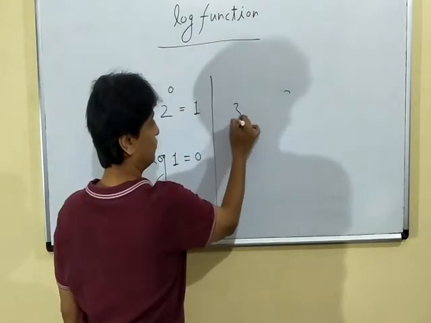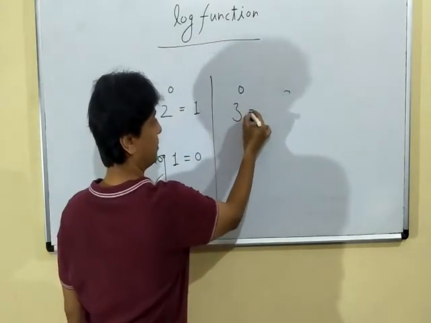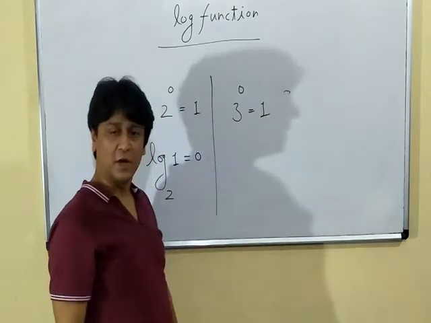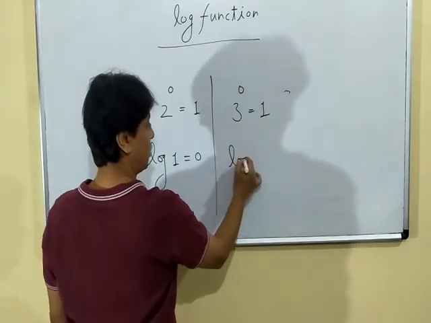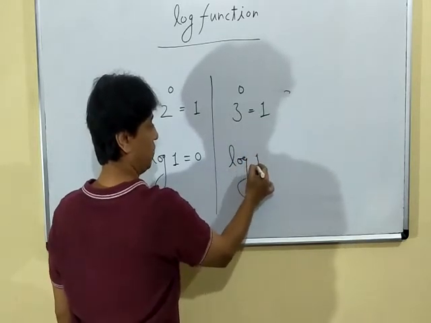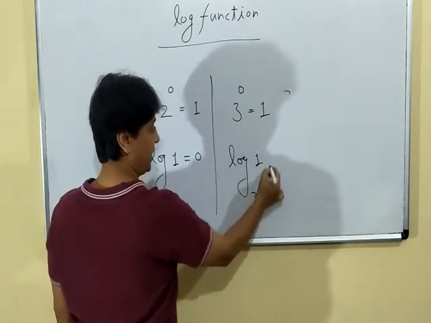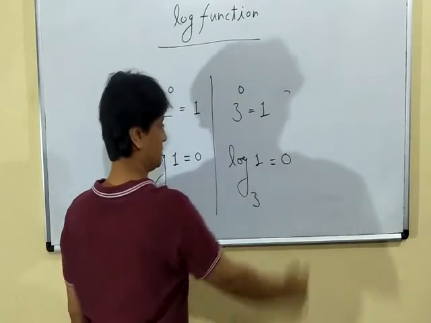Again, 3 to the power 0. You know that this is also 1. In fact, anything to the power 0 is what? 1. How do you write log? किसका log? 1. What is base? 3. What is the power? 0.